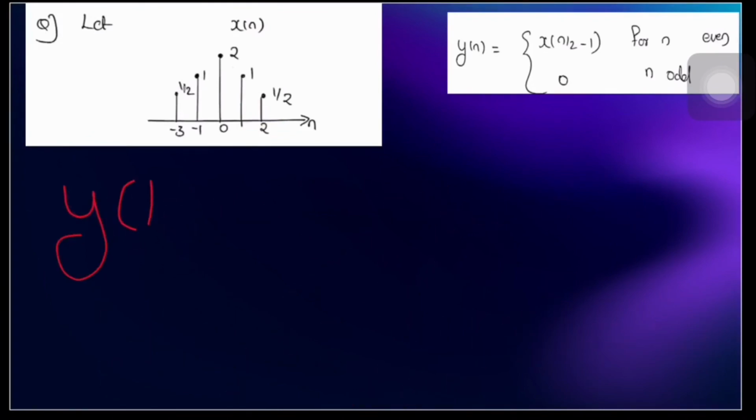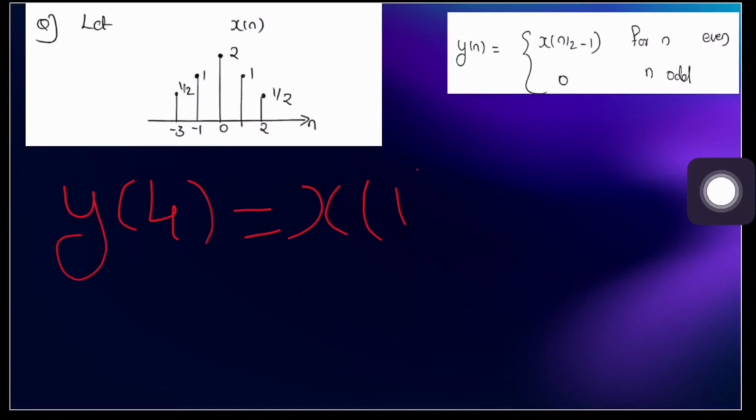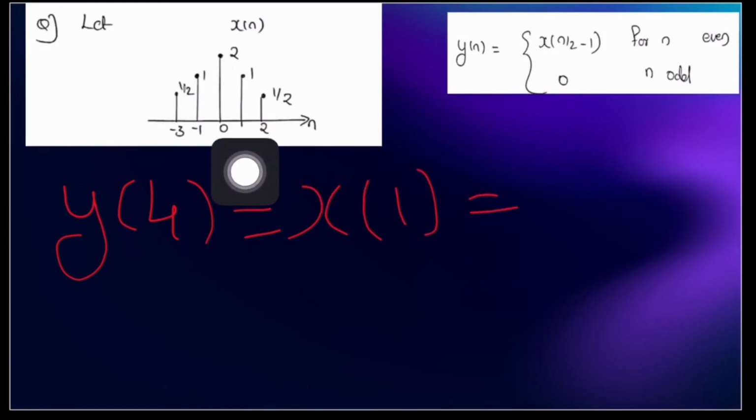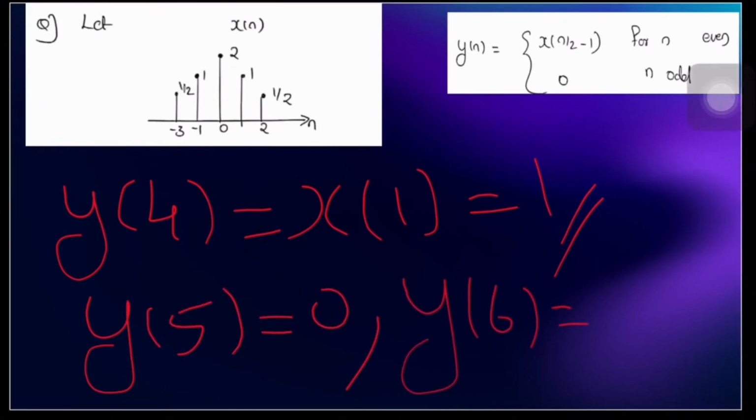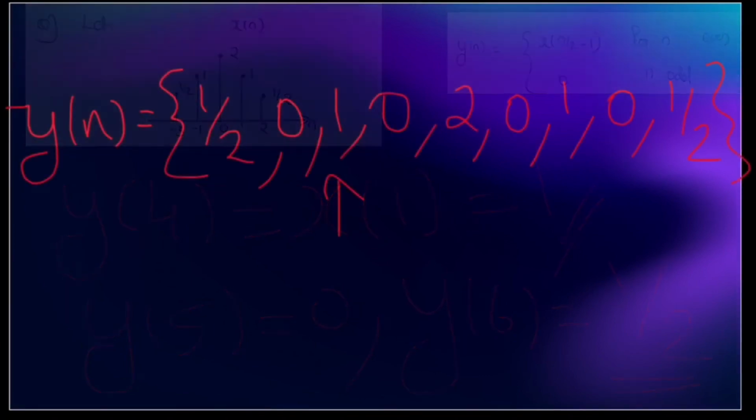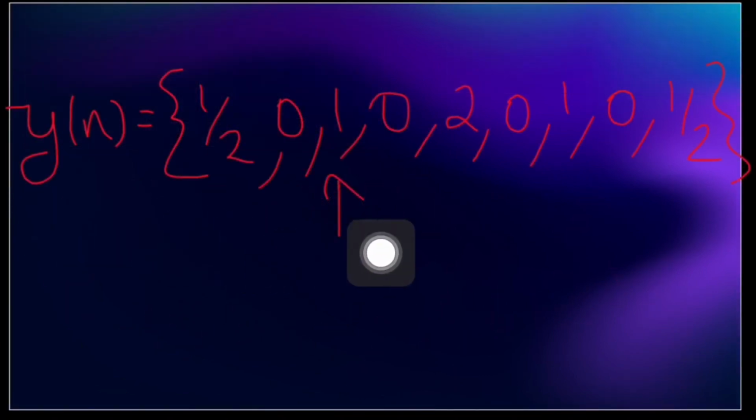y(4) can be written as x(4/2 - 1), that is x(2 - 1), that is x(1). x(1) is 1. y(5) can be directly equated to 0. y(6) is x(6/2 - 1), that is x(3 - 1), x(2), which is equal to 1/2. So we get y(n) as a signal like this.